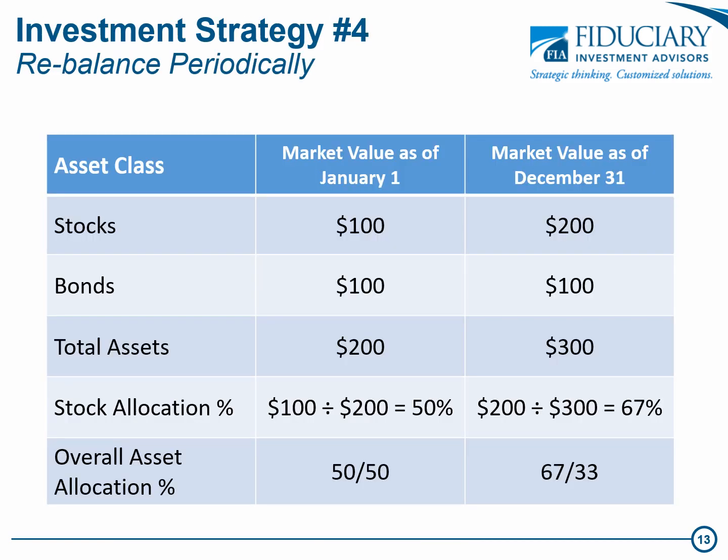The last key investment strategy is to rebalance periodically. Over time, your asset allocation will change because different asset classes produce different rates of return. Imagine this simple example. If your assets are split equally between stocks and bonds, 100 in each, and over the year, your bonds hold steady at 100, but your stocks double in value to 200. While this is great news, you just made 50%.